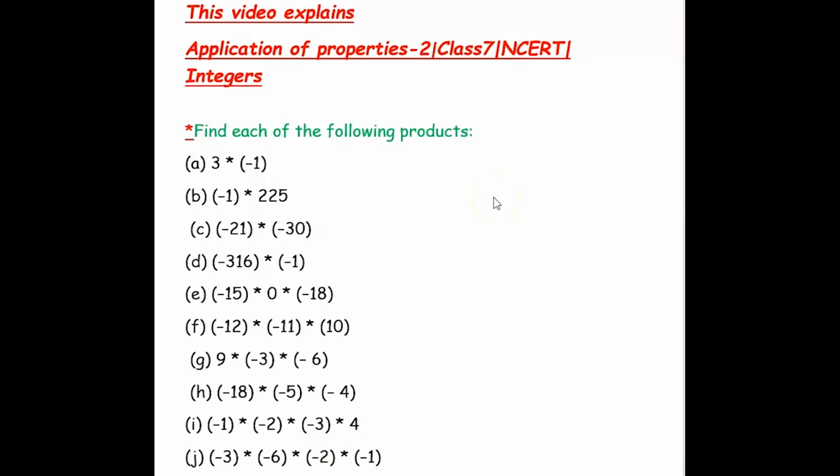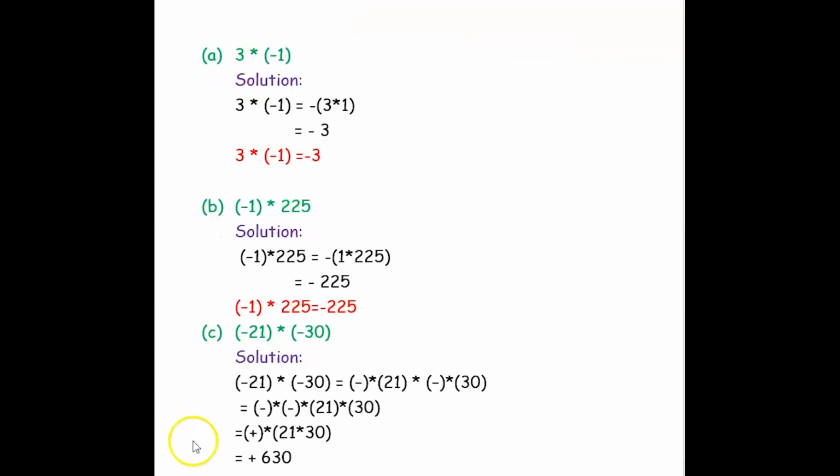In this video, we are going to see a few examples on application of different properties of integers. Our first question is 3 into negative 1. So, 3 into negative 1 can be written as negative 3 into 1. We can take the negative sign out and multiply 3 into 1. 3 into 1 is 3 and we write the negative sign. So, it is negative 3. So, 3 into negative 1 is negative 3.